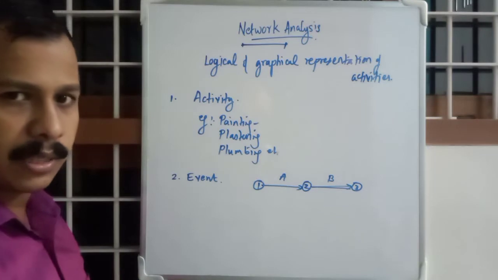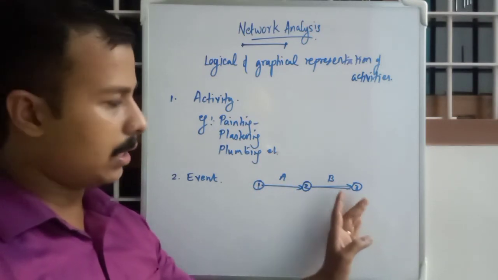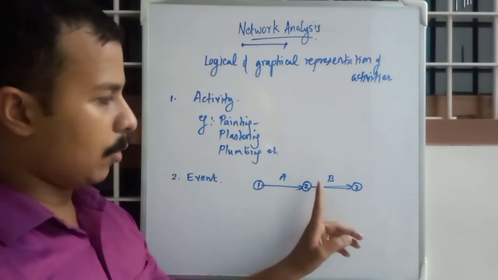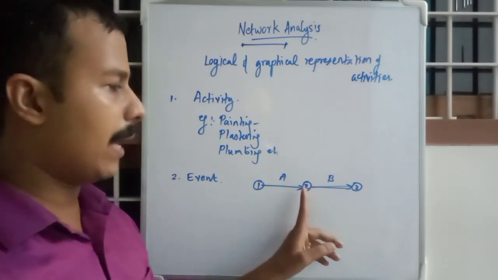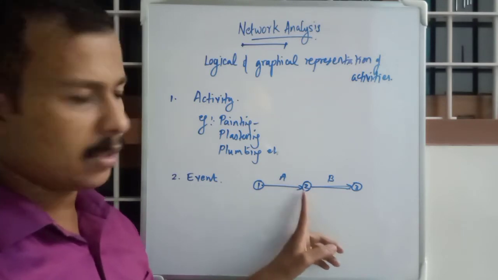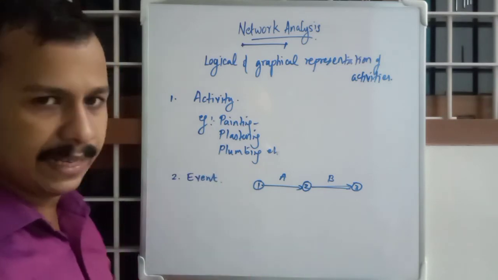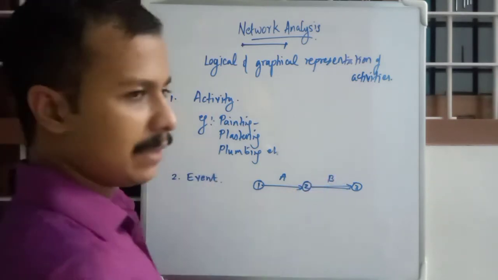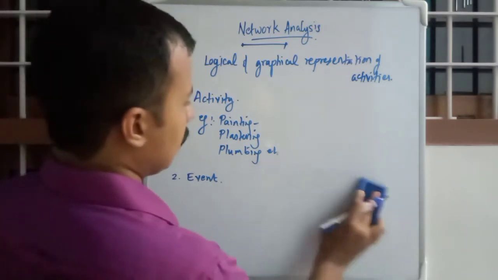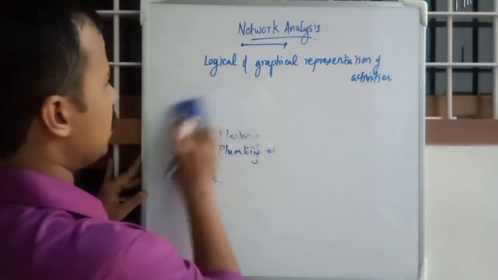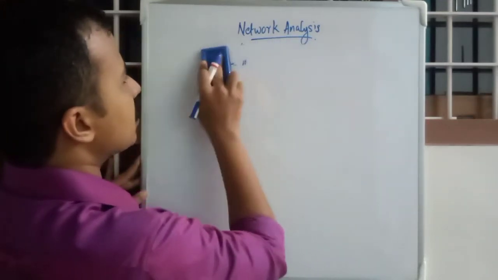Okay, do you get the point? That's why we have represented it like this. Okay, so B can only be started after event 2 occurs or activity A completes. Activity A complete means event 2 has occurred. Okay, so that is the general idea. That is the logic behind network analysis. And when we come to activities and events, we are going into classifications.